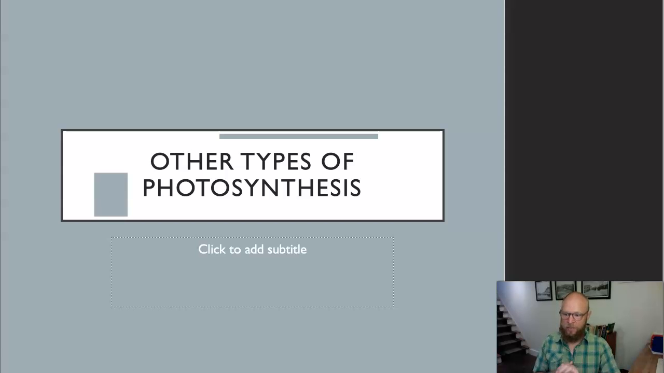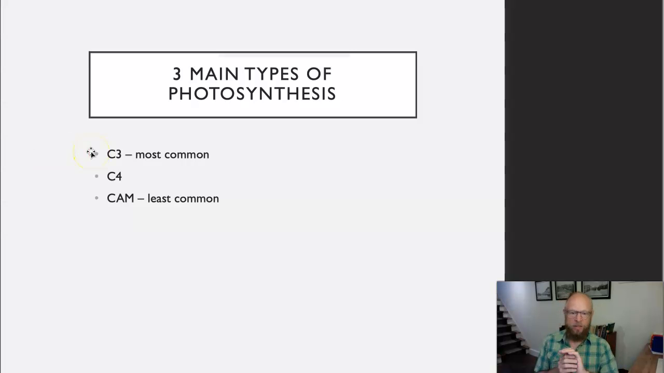Okay, we're going to talk a little bit more about C3 before we contrast it to the other types of photosynthesis, but let's just talk about what those three types are. So C3 is the most common type, and remember, just a little more than 90% of plants utilize C3. C4 is kind of the intermediately used type of photosynthesis we see in plants. And then CAM is the least commonly used type of photosynthesis.